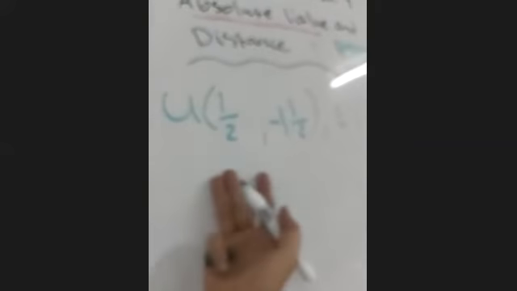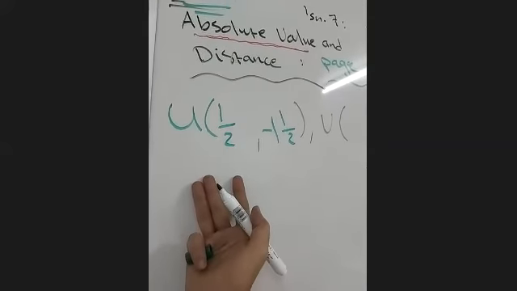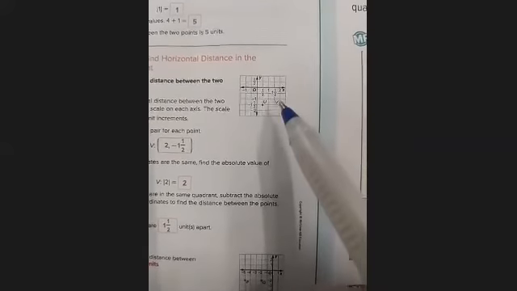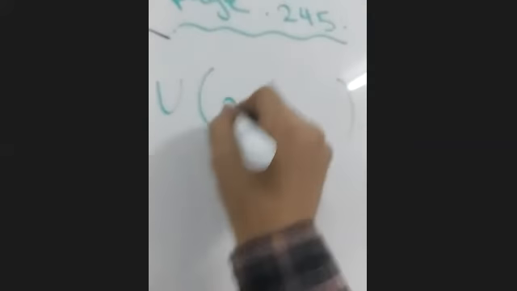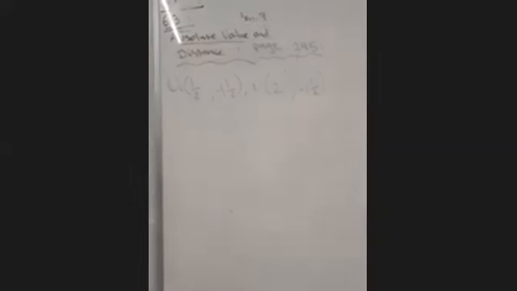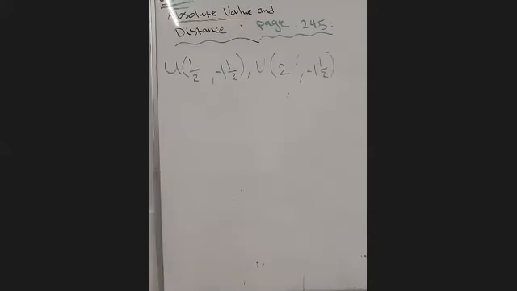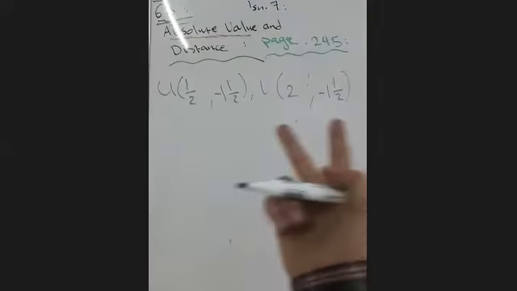So we have half and negative 1 and a half. This is U, right? Yeah. Let's find V. V is 2 and negative 1 and a half also. Right? Yes. What I did, I prepared the 2 points.